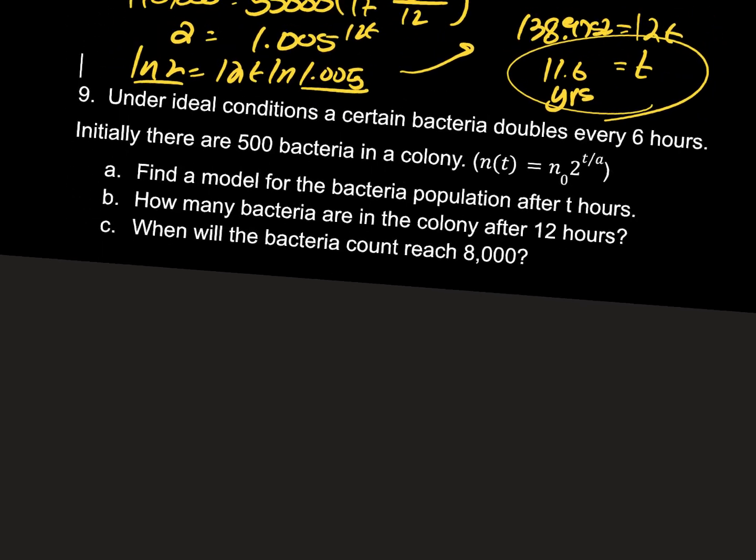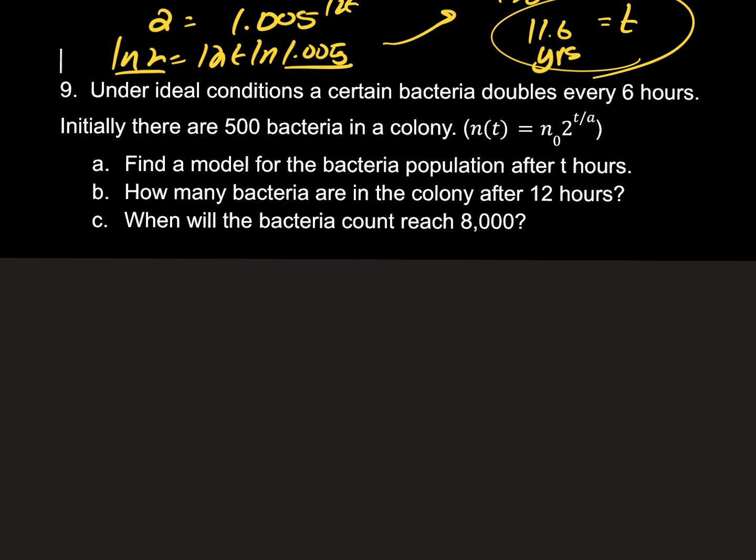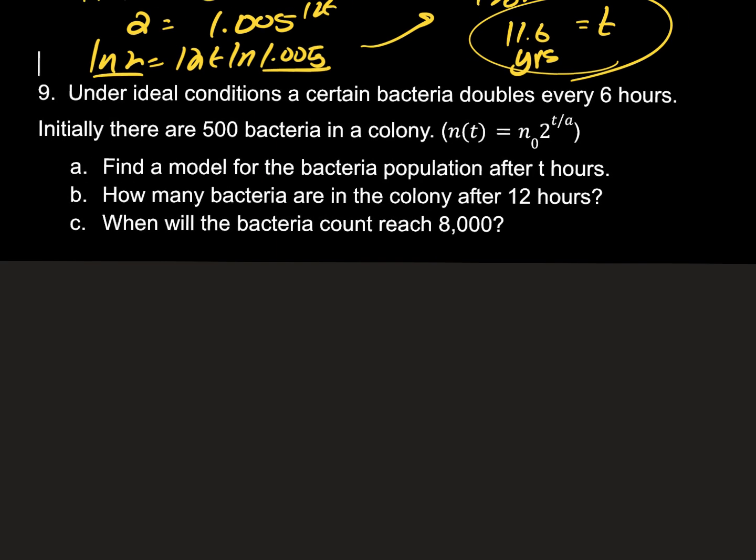Number 9. Under ideal conditions, certain bacteria doubles every 6 hours. Initially, there are 500 bacteria. And here's our function right there. Part A says find a model. That is the model. You just got to fill in the stuff you know.